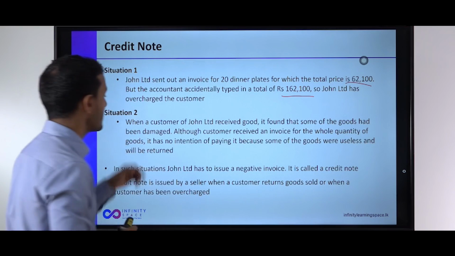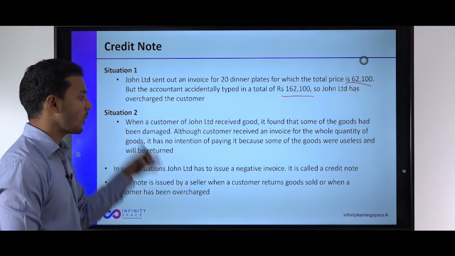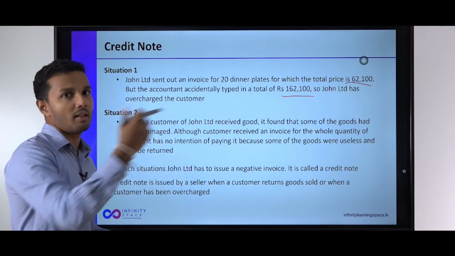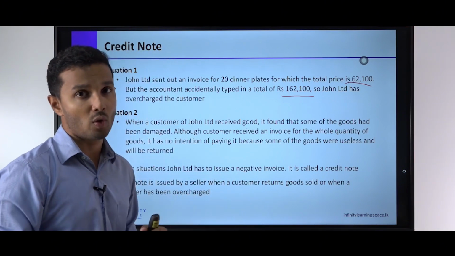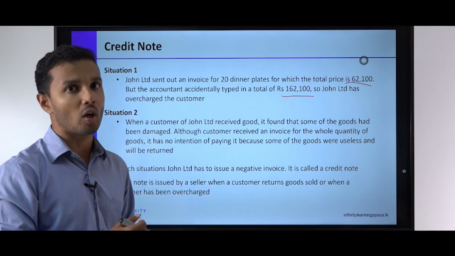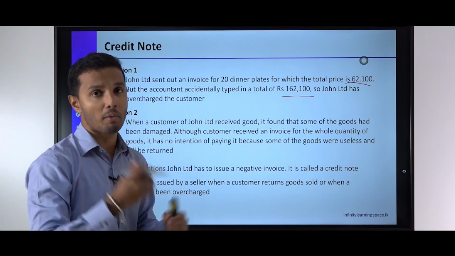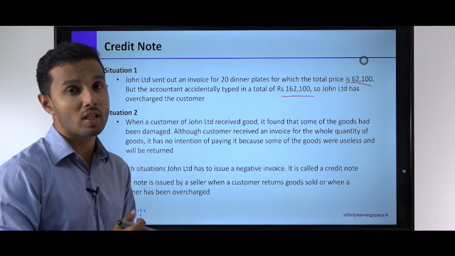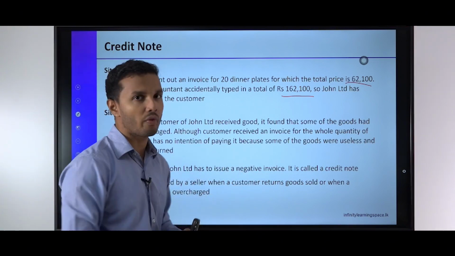In the second situation, a customer of John Limited received goods and found that some of the goods had been damaged. Although the customer received an invoice for the whole quantity of the goods, it has no intention of paying it because some of the goods were useless and will be returned. So John Limited has delivered some goods to a customer and along with that an invoice for the entire amount of goods. But some of those goods are damaged, so the customer is going to return those goods back to John Limited. And that also means that the customer has been given an invoice for an amount greater than the correct amount. Even though all the goods were delivered, the customer is going to return those damaged goods, so the customer doesn't have to pay for them. So again, the customer has been overcharged.